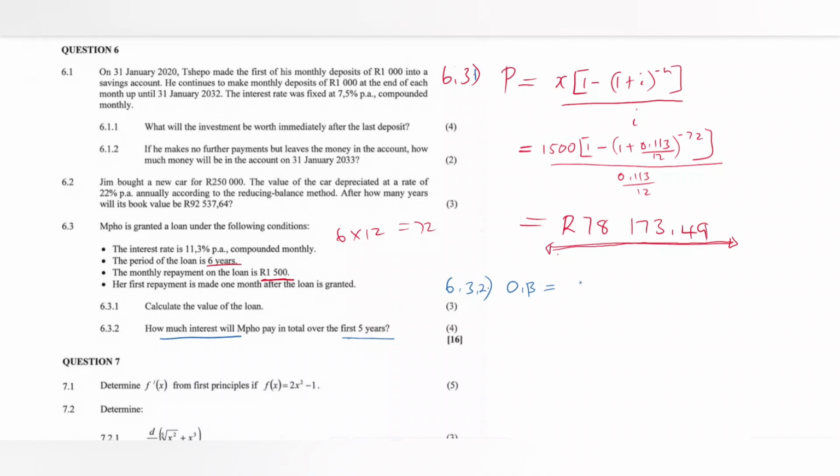So that is going to be 1,500. To still use our present value to calculate the outstanding balance, which is 1,500, then 1 minus 1 plus i, which is 0.113 over 12, all raised to the power negative 12, for the last 12 months, then divided by our interest rate 0.113 all over 12. This is going to give us 16,945.01.